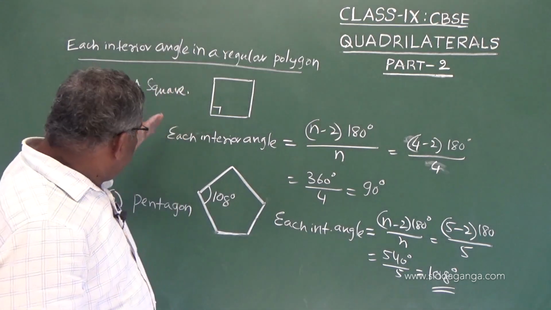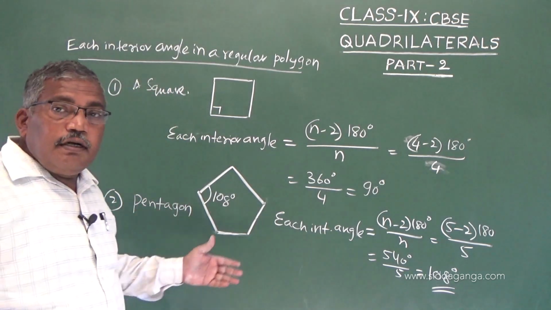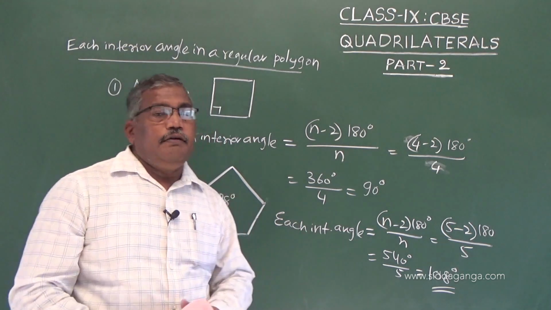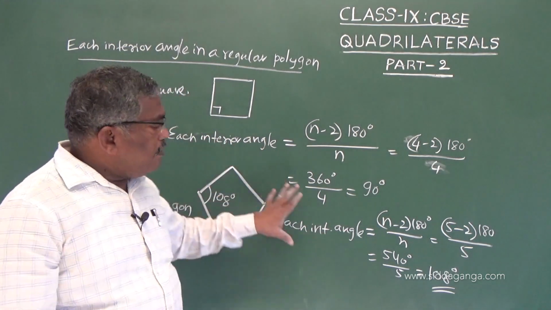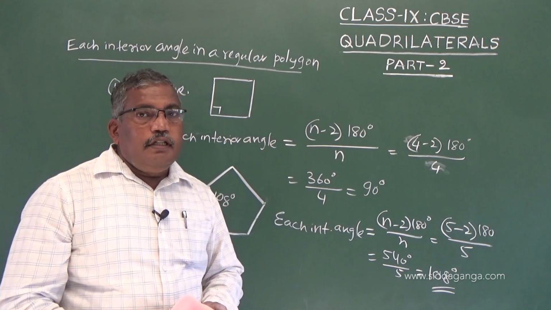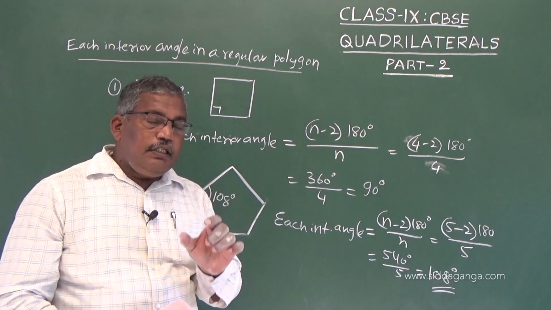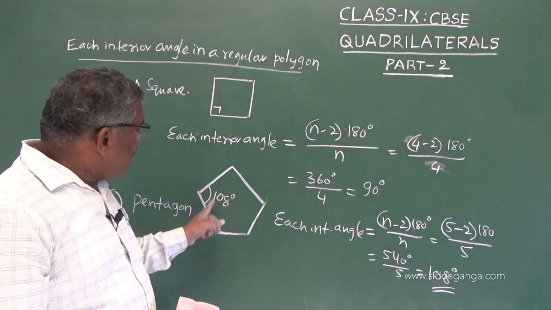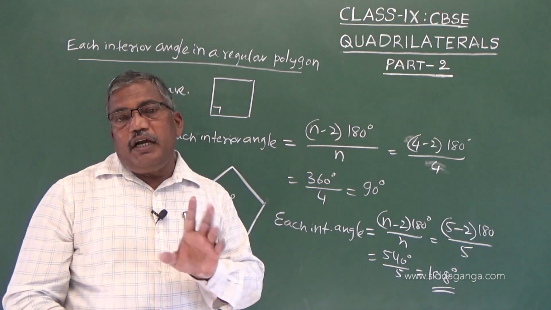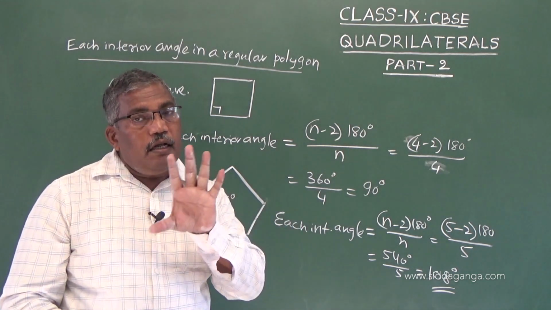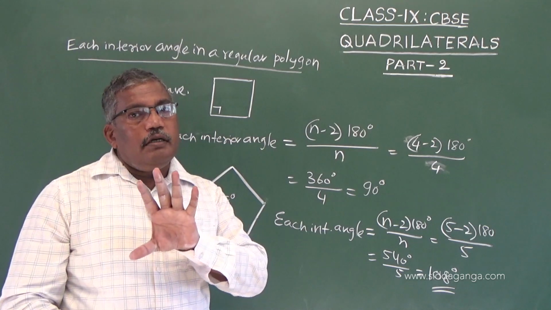Similarly, you can calculate for a hexagon, heptagon, octagon. So this is the general formula for finding each interior angle in a regular polygon. So regular means it should have equal angles and equal side lengths.